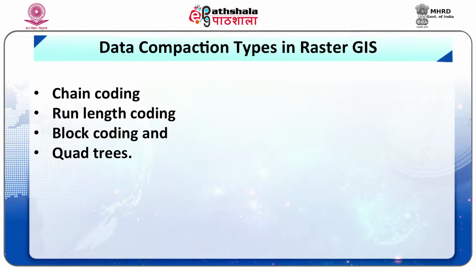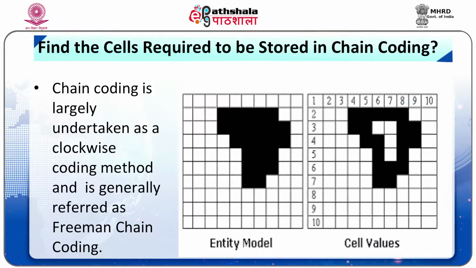The first one, chain coding. You all know what a chain is? Chain coding is largely undertaken as a clockwise coding method and is generally referred to as Freeman chain coding. You understand that? Chain. And we are talking about raster. That means we are talking about clockwise movement in grids.